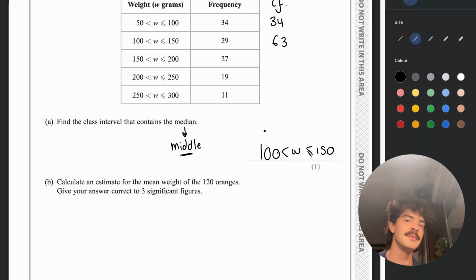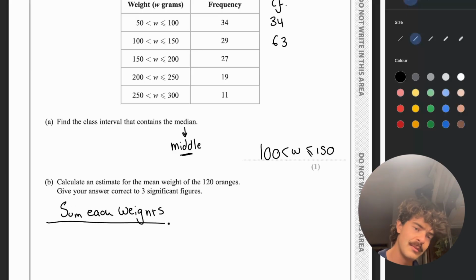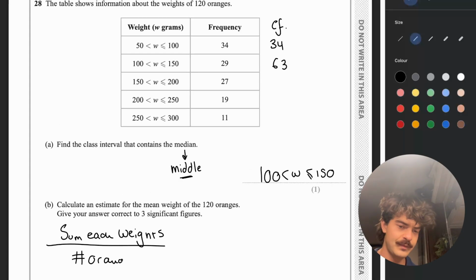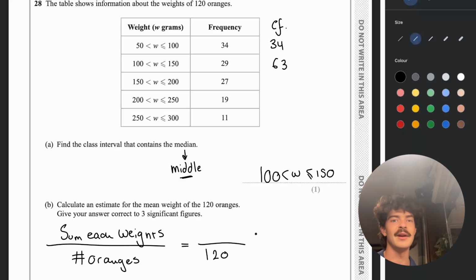Now, part B asks for an estimate for the mean weight of the 120 oranges. How do we find a mean? Well, we actually sum up the individual values. So the sum of each weight, right? We're dealing with weights here. And we want to divide it by the number of weights that we took, the number of observations we had, or in other words, the number of oranges. So we're taking the sum of the weights divided by the number of oranges. Now we know how many oranges there were. There were 120. All right, so we can put that on the denominator straight away.